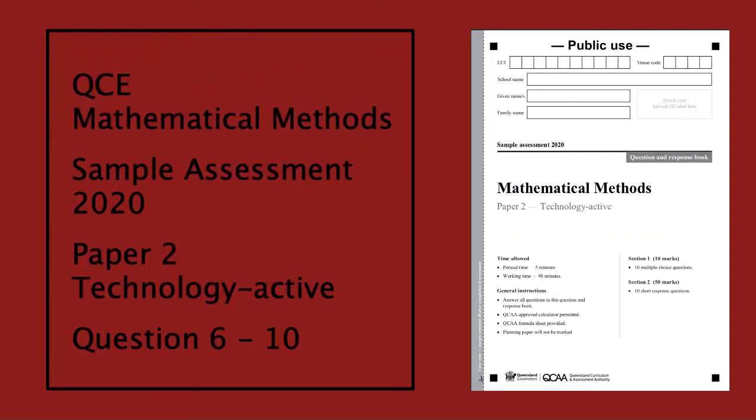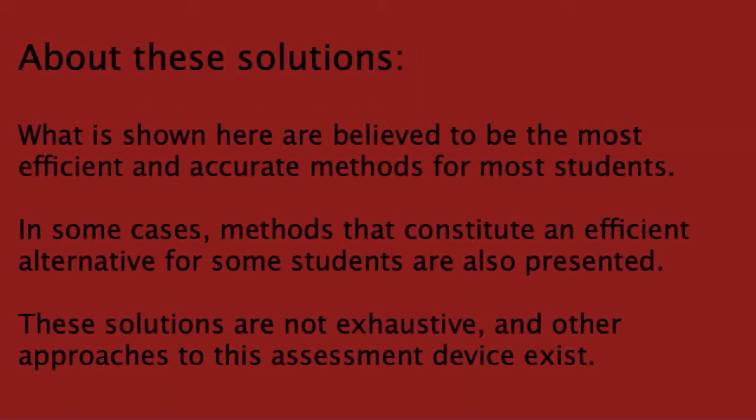The following video will present solutions to the QCE Year 12 Mathematical Methods Sample Assessment 2020, Paper 2, Technology Active. Multiple choice, questions 6 to 10. The technology utilised is the Casio CG50AU graphics calculator running operating system 3.2. Unless specified otherwise, default settings have been used.